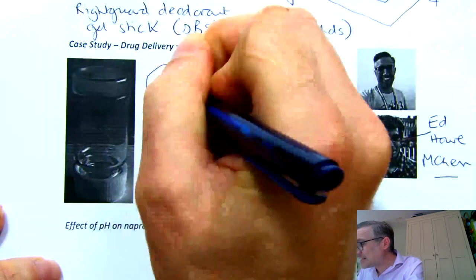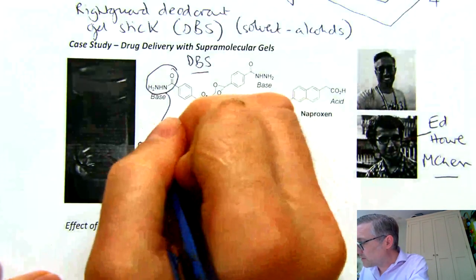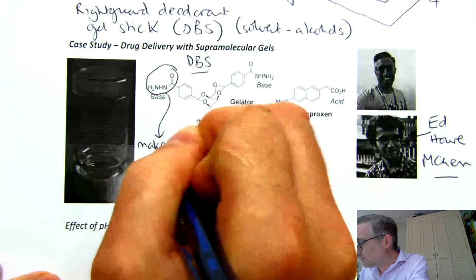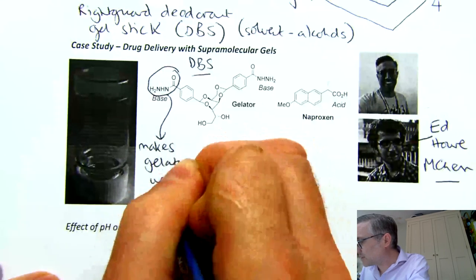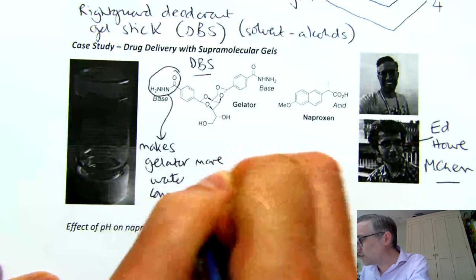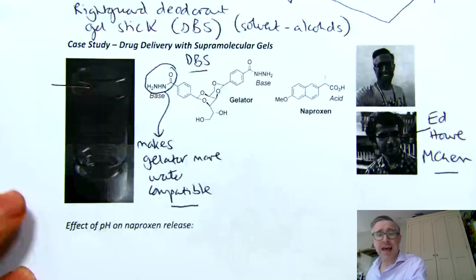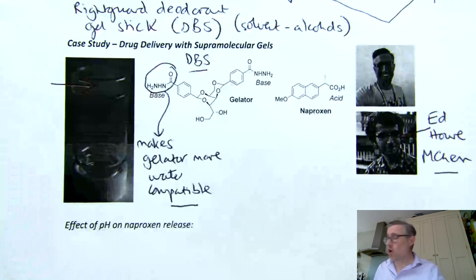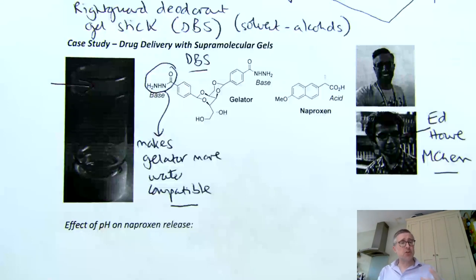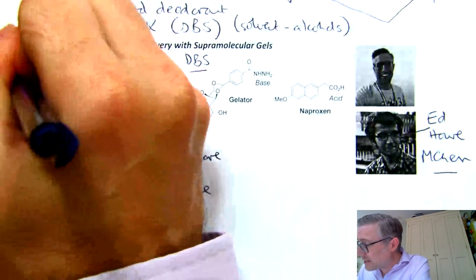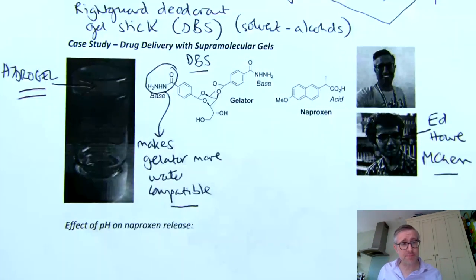We have this acyl hydrazide functional group in place. And this makes the gelator more water compatible. This was an innovation developed in our lab in York, and so the gel that you see here on the left is not now an organogel, being formed in an alcoholic solvent, which is where traditionally DBS has been used by industry. This is now a hydrogel. It's forming the gel in water.